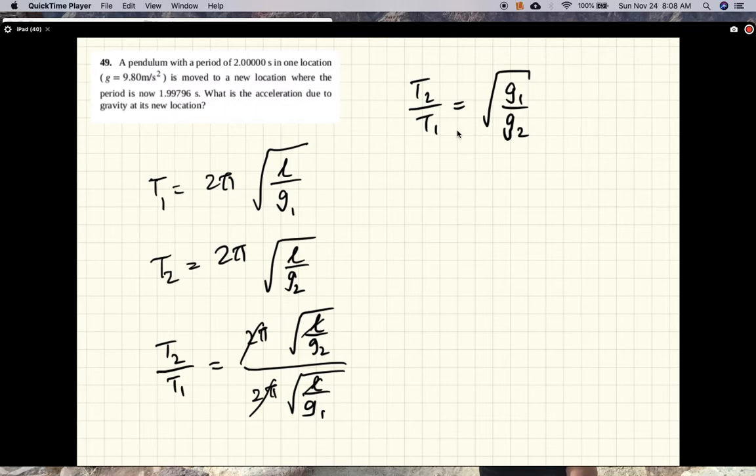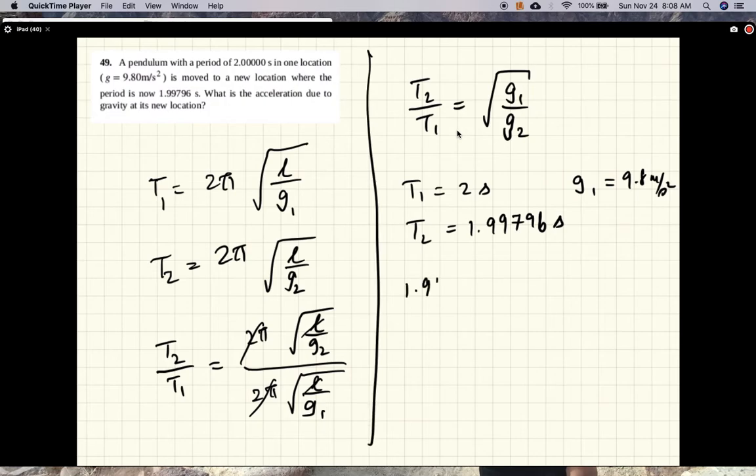So we'll say T1 is 2 seconds, T2 is 1.99796 seconds, and g1 is 9.8 meters per second squared. So 1.99796 divided by 2 is equal to the square root of 9.8 divided by g2.